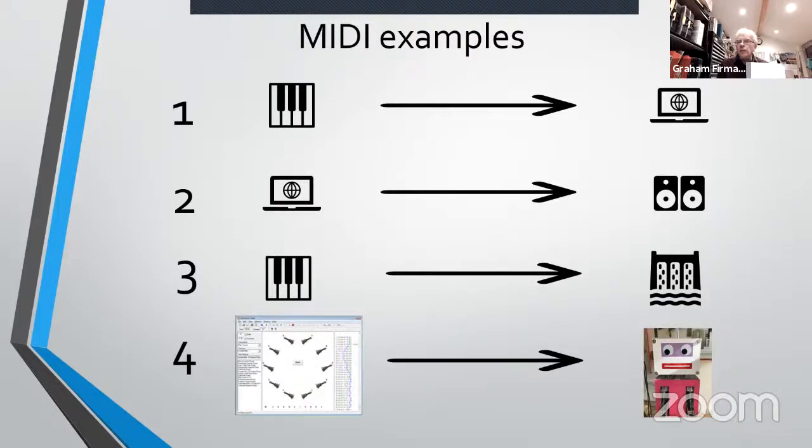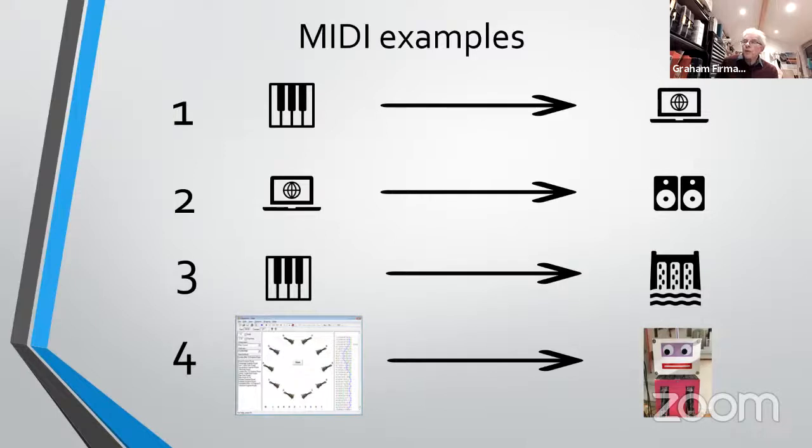So the first one is where you've got a keyboard sending it out to, say, a computer. So you're playing a song on the keyboard, but it's actually playing through the computer loudspeakers. Number two there is where you've got a MIDI file, a whole song in your computer, and you're sending it across to some loudspeakers.